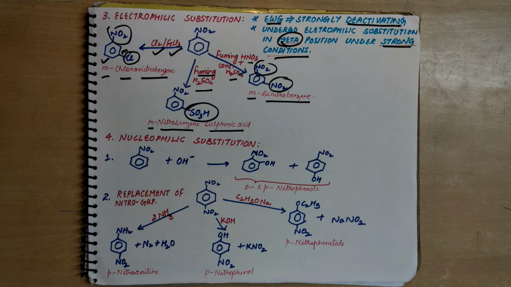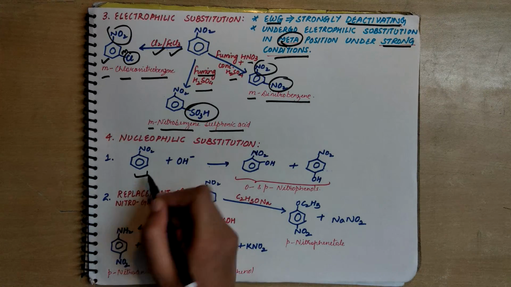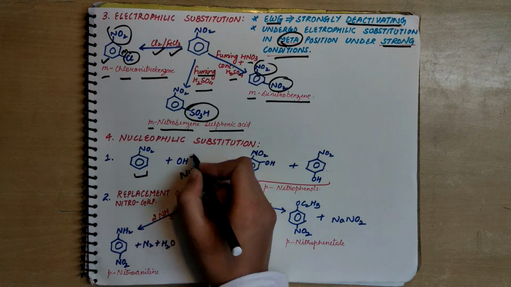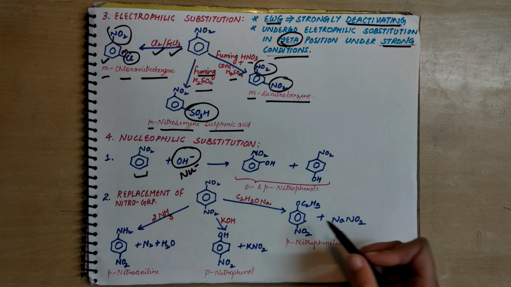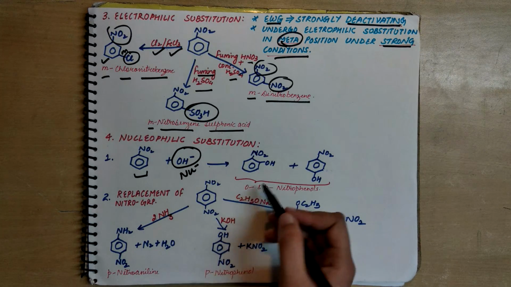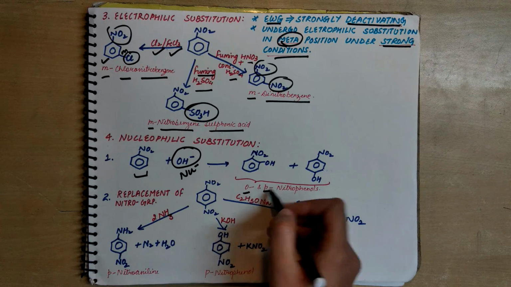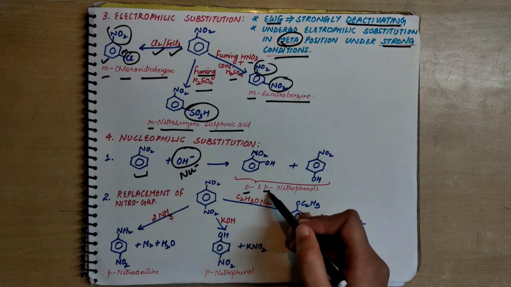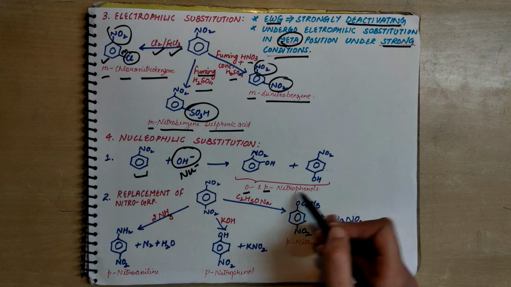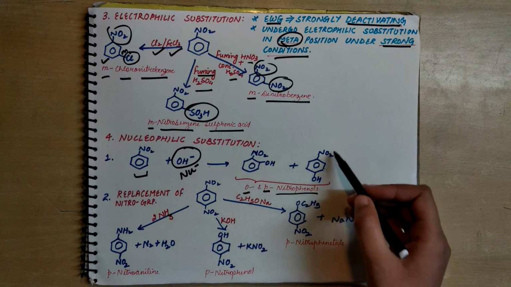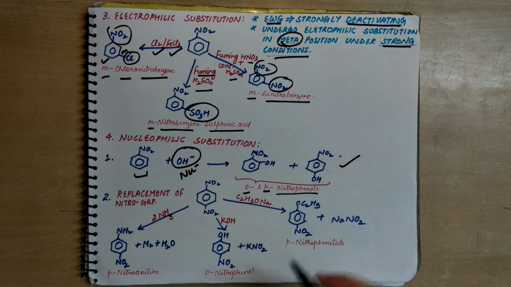Nucleophilic substitution. When nitrobenzene is treated with a nucleophile, in this case OH negative, it forms products at the ortho and para positions. So here we got ortho and para nitrophenols. This is ortho nitrophenol and this is para nitrophenol. Now, the replacement of the nitro group.